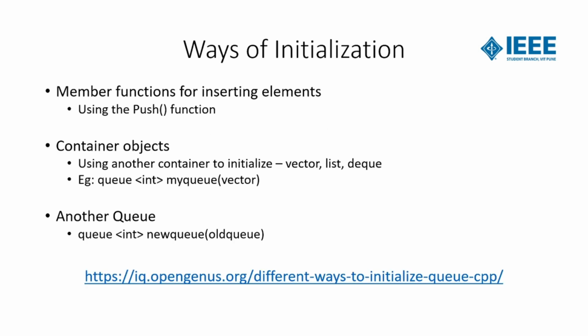So there are different ways to initialize a queue. The first one is by using member functions for inserting elements, and we use the push function to do the same. The second way is we can first initialize a different container like a vector or a list, and then initialize a queue with the help of the container that we previously initialized. And the third way is that we can initialize a queue1 and then initialize a queue2 with the help of the first queue. We'll look at a detailed code for all of this in the next few minutes.